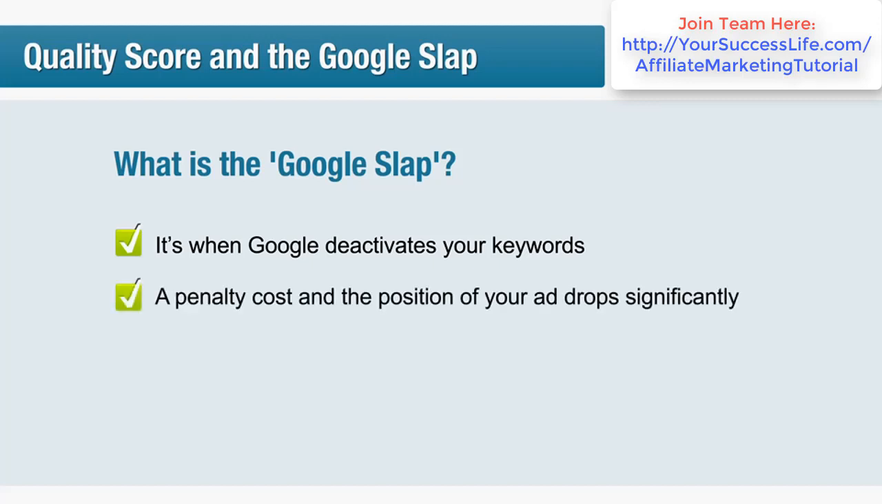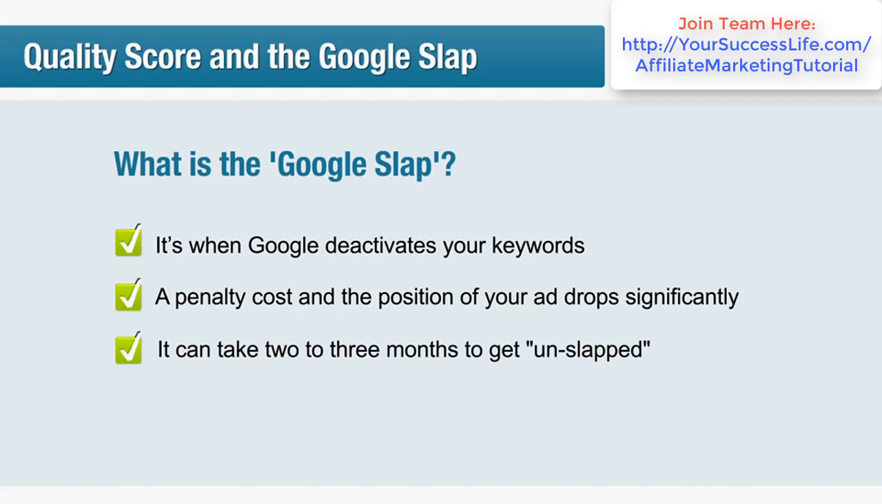A penalty cost per click means that instead of paying, for example, just 20 cents per click, you can be forced to pay anything between $1 and $50 per click. At the same time, the position of your ad drops significantly. Getting slapped by Google is a bleak situation. It can take 2 to 3 months to get unslapped for that keyword, sometimes even longer.